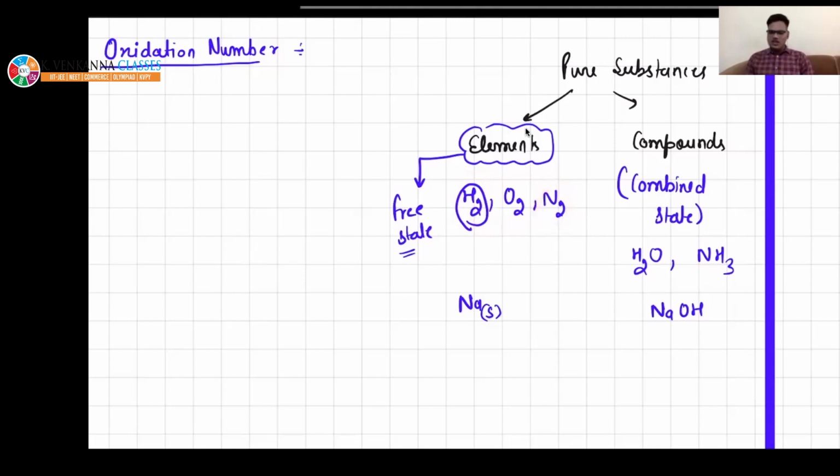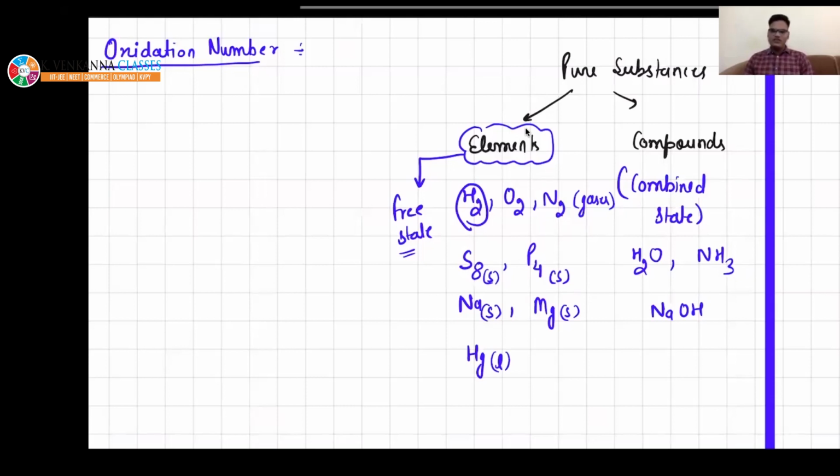If you say something else, for example sulfur, then it exists as S8. Phosphorus exists as P4, solid. This is also solid. These are all gases. If you say Na solid, then sodium is present in solid state. Magnesium is also present in solid state. So generally all the metals exist in solid state. There are some exceptions like mercury, which is present in liquid state. So this is free state.